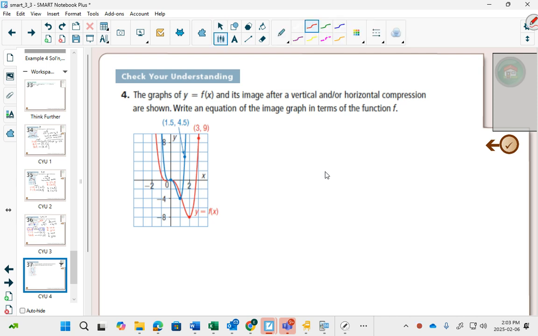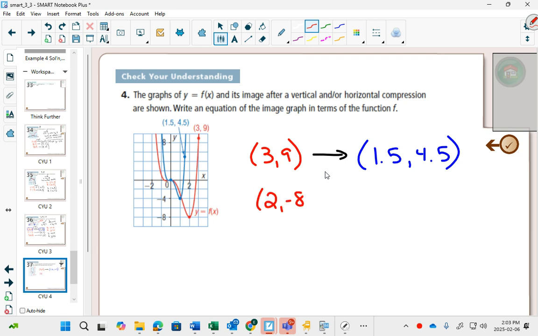So the easy way to do this is say, okay, well, I have the point (3, 9). Something happened, and I ended up with (1.5, 4.5). Let's find another point. Let's use this minimum. We started off with (2, -8). And can you see that the corresponding point to that one is this blue one here at the bottom? Which would be (1, -4).